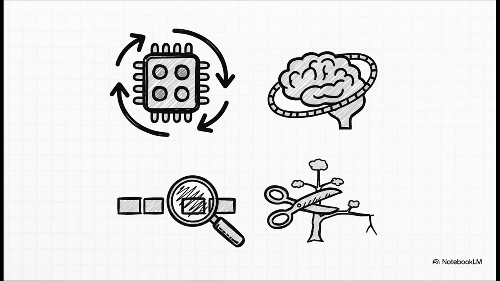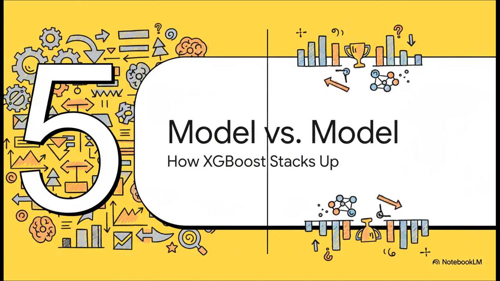Third, it's smart enough to handle missing data all on its own. And finally, it's super efficient, automatically pruning or chopping off the weak parts of its trees that aren't adding much value. So, with all those power-ups, how does XGBoost actually stack up against other popular models you might have heard of? Let's put them head-to-head.